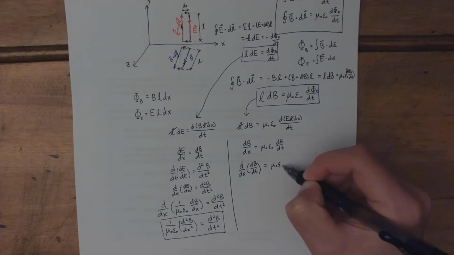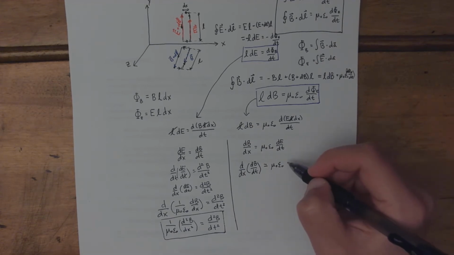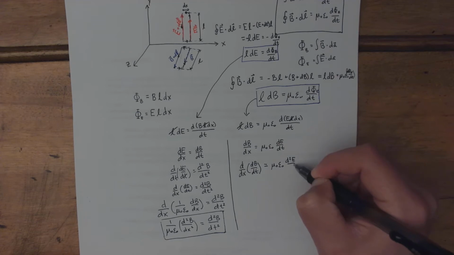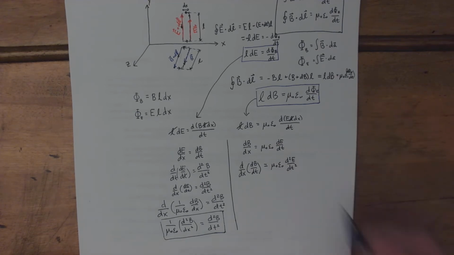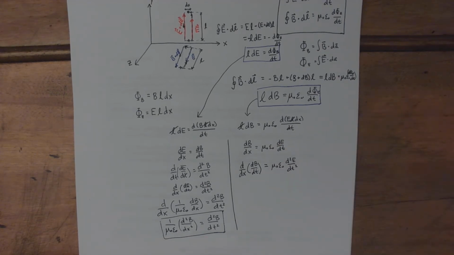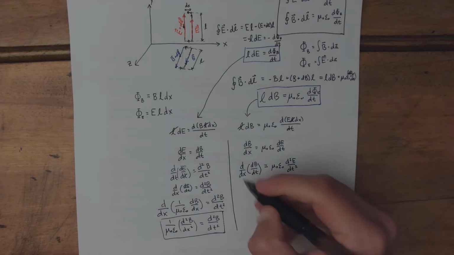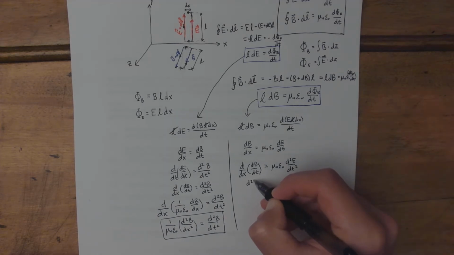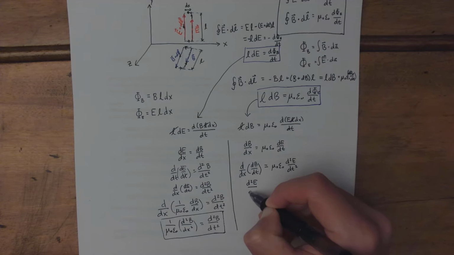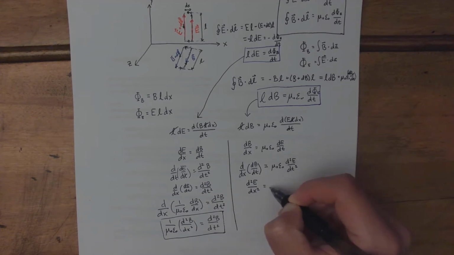Mu naught and epsilon naught are constants. So when I take the derivative with respect to time, they don't matter at all. So they can come outside. Okay, so now I have the second derivative of the electric field with respect to time. Now, this dB dt is equal to dE dx, so I'm going to take this and put it in for dB dt.